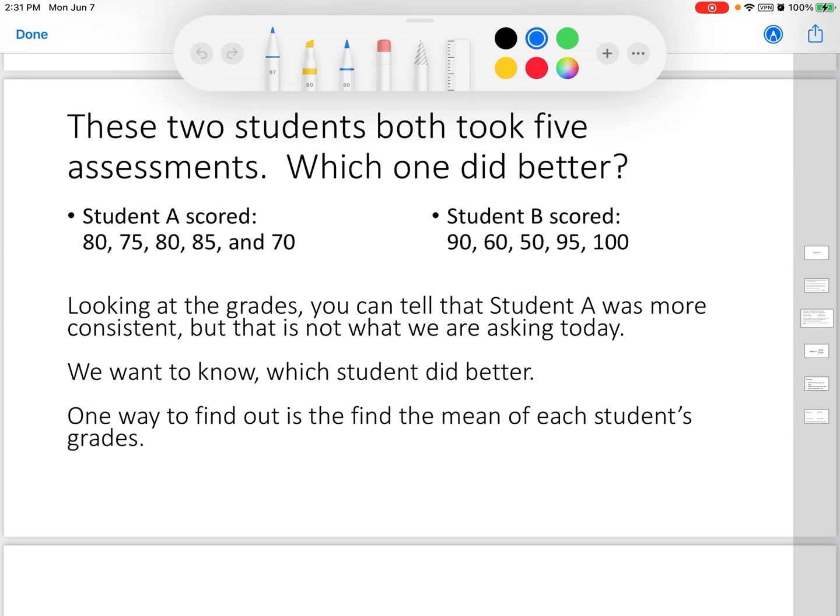And so we know that student A was more consistent. We could measure the range and see that. But that's not what I'm asking. I'm asking which student did better. It's hard to tell just looking at the numbers. After all, student B had 3 really high scores that are higher than any of student A's scores, but student B also had 2 really low scores that were lower than anything that student A scored. So we can't just look at them and decide which one did better. One of the ways to find out which one did better was to find the mean of each student's grades.